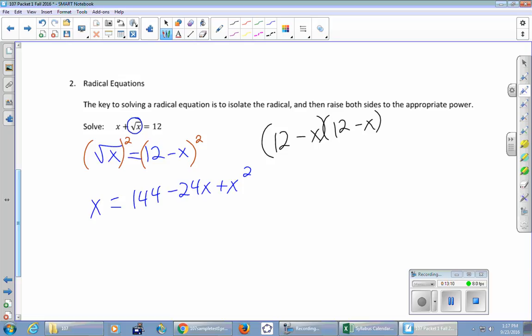Again, I typically like 0 in these equations, so let's bring the x over to the left. 0 equals 144 minus 25x plus the x squared. Yep. Right, subtract the x from both sides.